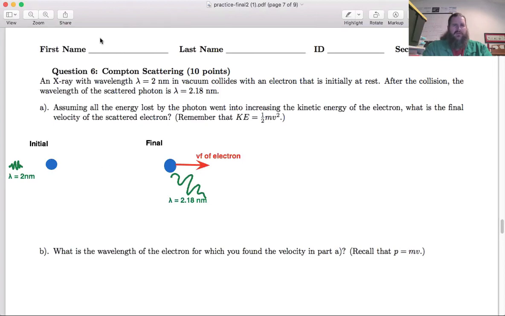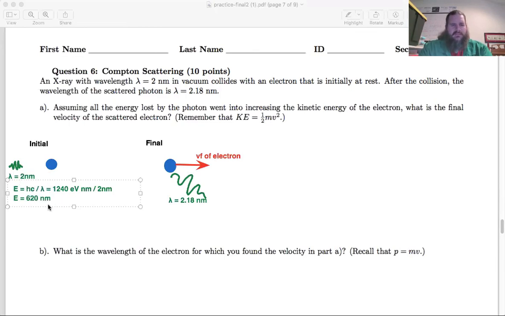So we could look at this in terms of conservation of energy. Before, we've got a photon with a certain amount of energy. After, we've got a photon with a certain amount of energy, and the electron now has some kinetic energy. The photon has lost energy, the electron has gained energy. So do you know how to figure out the energy that a photon has? Isn't it hc over lambda equals E? Yeah, energy of the photon is hc over lambda. hc is 1240 electron volt nanometers, divided by 2 nanometers, so we just get 620. So that's how much energy the photon had at the beginning. I guess it should be electron volts.